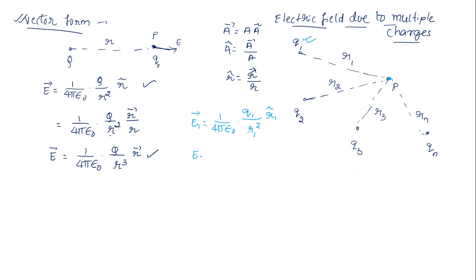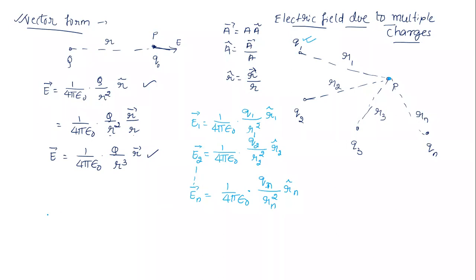Now, due to the second one: electric field due to the second charge at point P is 1 divided by 4 pi epsilon naught into Q2 divided by R2 square into R2 cap. Like that, so on, we can write the electric field due to the nth charge as 1 divided by 4 pi epsilon naught multiplied by Qn divided by Rn square into Rn cap.